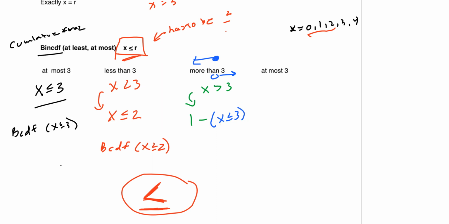Again, let me draw a little number line here. That was supposed to be a straight line. Here's 3. We had this. I want the opposite. I want less than. So you do 1 minus this thing, which is a closed circle that way. So if we're trying to figure out what this is, and we can only do less than, you do 1 minus this thing, and that'll give us what we want. So this is what we'll put in our calculator: 1 minus binomial CDF, X is less than or equal to 3.